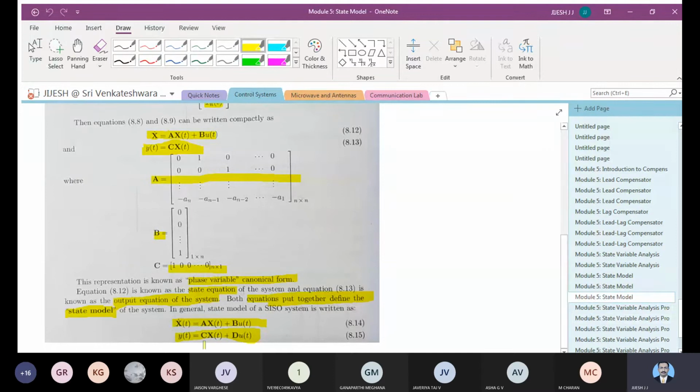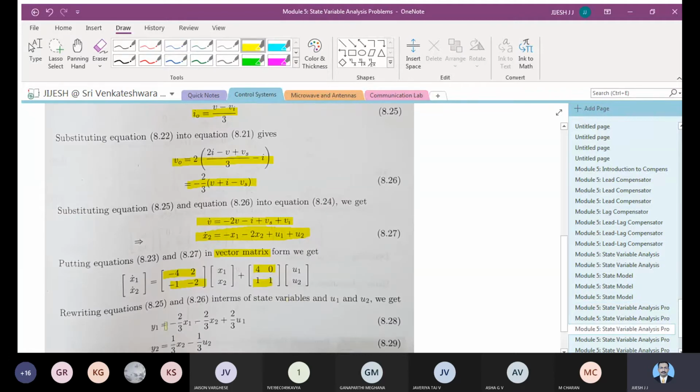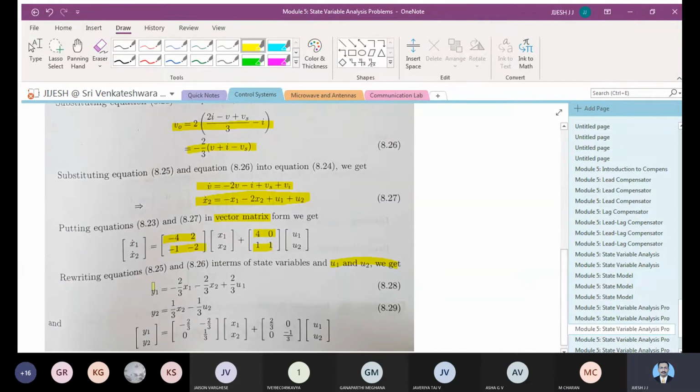Now we also have to do it for y of t is equal to Cx of t plus Du of t. For doing that, we need to take equations 25 and 26 in terms of u1 and u2. So we need the equations in terms of y1 and y2. When we simplify that, you will get y1 is equal to minus 2 by 3 x1 minus 2 by 3 x2 plus 2 by 3 u1. And you can also get the equation for y2 as 1 by 3 x2 minus 1 by 3 u2.